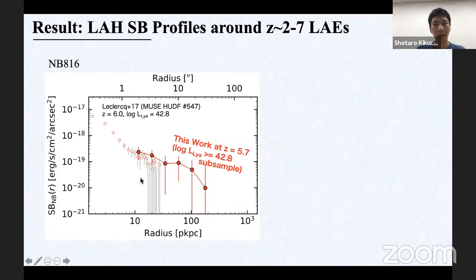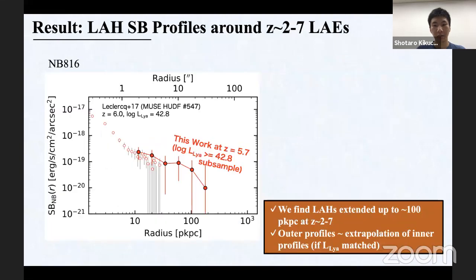So to sum up our results, we find Lyman-alpha halos extended up to the order of 100 physical kiloparsecs at these redshifts, and the outer profiles here are consistent with the extrapolation from the inner profiles if we match the Lyman-alpha luminosity.